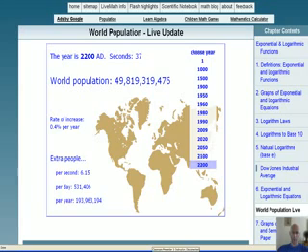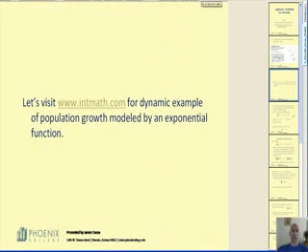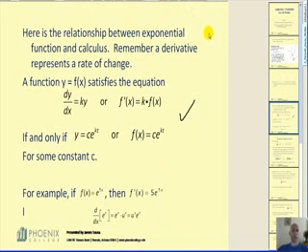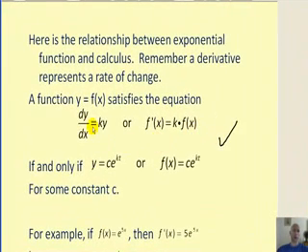Let's go ahead and go back to our presentation and take a look at the relationship between exponential functions and calculus. Remember that a derivative represents a rate of change. A function y equals f of x satisfies the equation dy/dx is equal to k times y, or it can be written f prime of x is equal to k times the function f of x, if and only if y equals c times e to the power of kt, or f of x is equal to c times e to the power of kt.